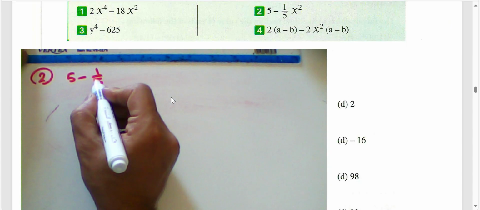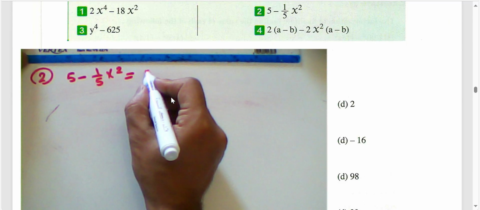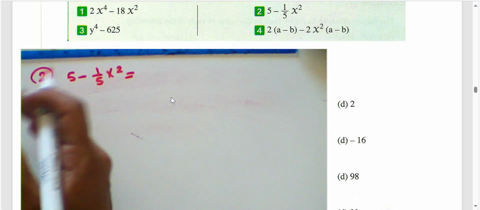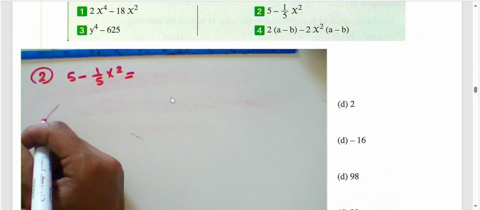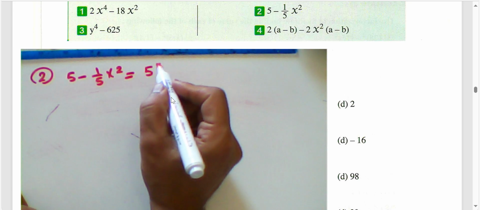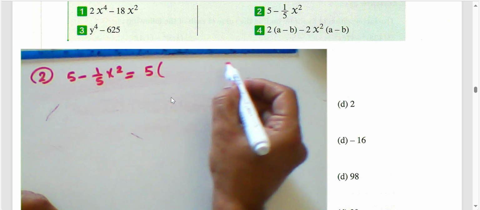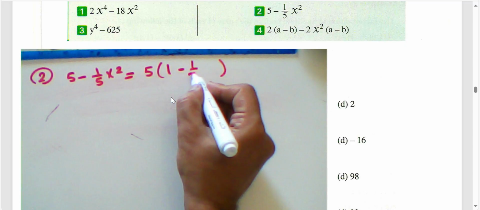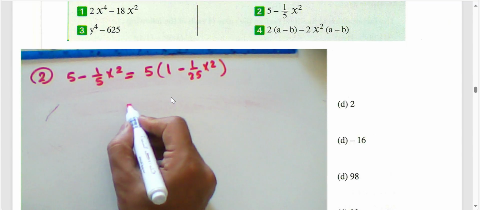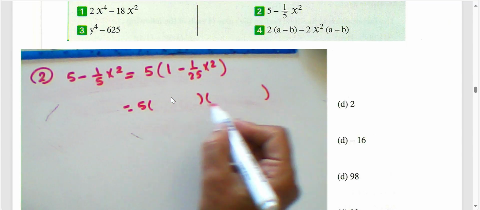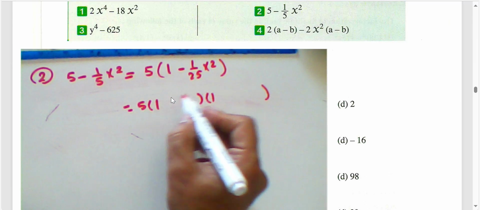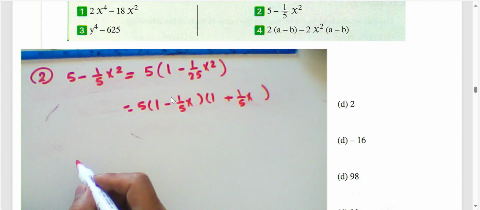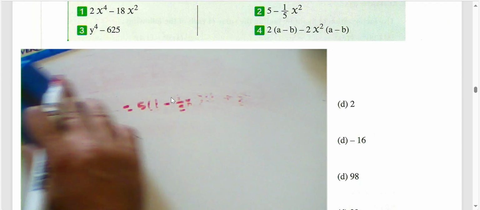5 subtract 1 over 5 x power 2. We can write the highest common factor between two terms. Write 5 outside. The highest common factor between 5 and one fifth will be 5. 5 divided by 5 equals 1, and one fifth divided by 5 will be 1 over 25x power 2. And then we can factorize this expression as a product of two factors, 1 times 1, and negative and positive 1 over 5x times 1 over 5x. That's question number 2.